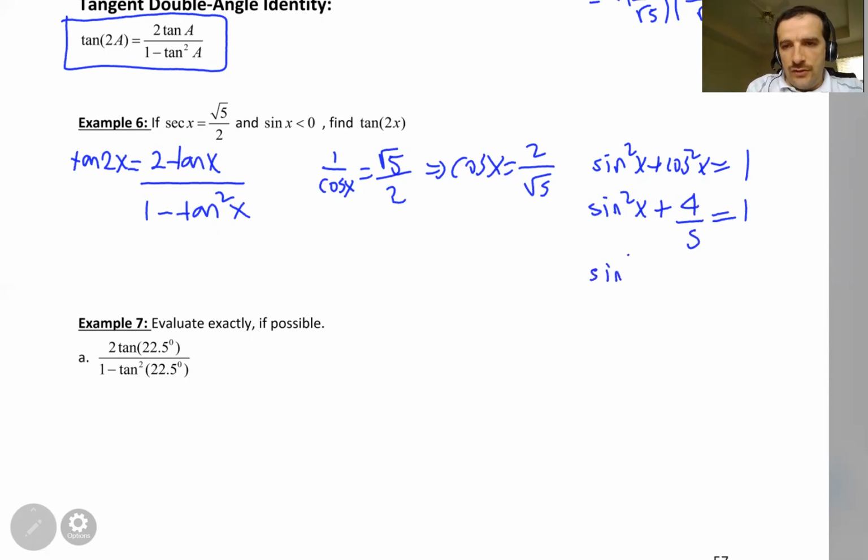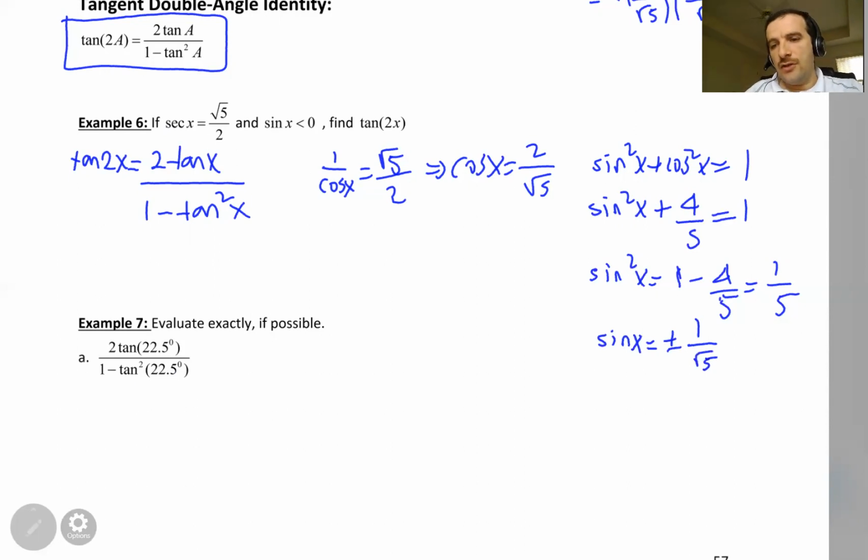So sine squared x is 1 minus 4 over 5. And if you have the common denominator, it will be 1 over 5, right? So sine squared x is 1 over 5. So sine x is, again, this part is important, plus or minus, right? Root 1 over root 5, but root 1 is 1, so I can just write plus or minus 1 over root 5. So this is what sine x is.